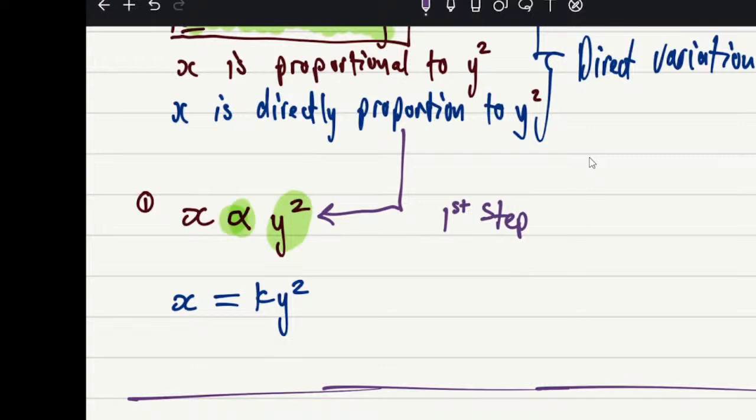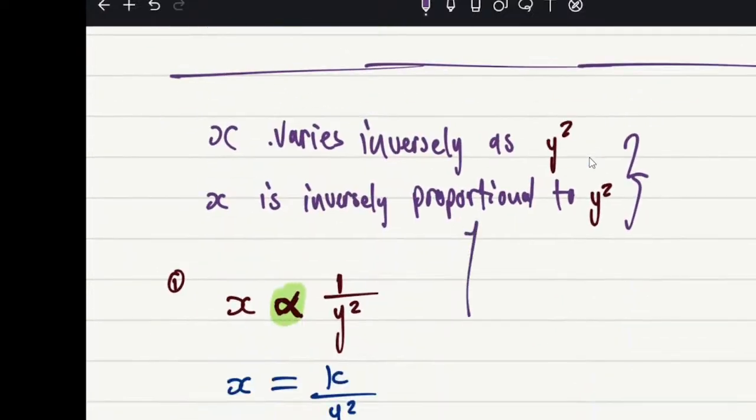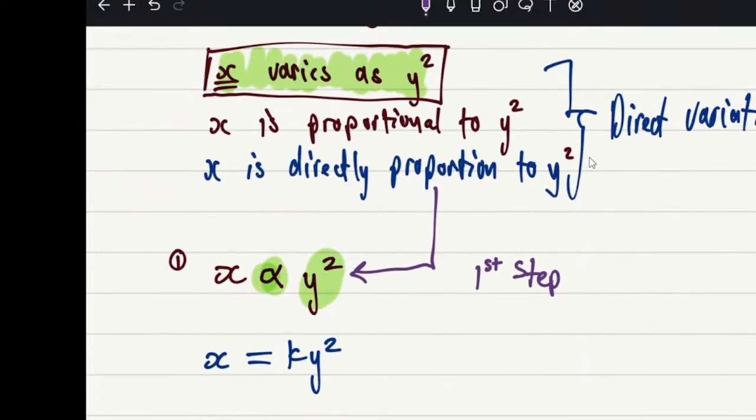Everybody in here should say, that one I'm good. On direct variation, if they say x varies as y squared, or x is directly proportional to y squared, or x is proportional to y squared, that's direct variation. So your first step will be x is proportional to y squared. Done. That's what it is. They didn't say inverse. There's nothing which says inverse. So you put your fish. You should know how to do it.